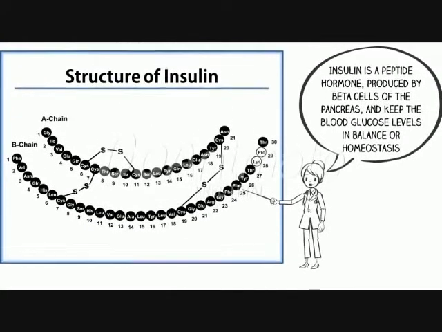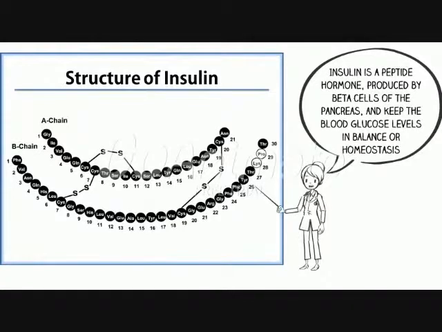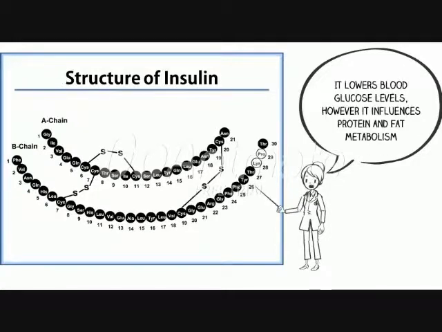Insulin is a peptide hormone, produced by beta cells of the pancreas, and keeps the blood glucose levels in balance, or homeostasis. It lowers blood glucose levels. However, it also influences protein and fat metabolism.